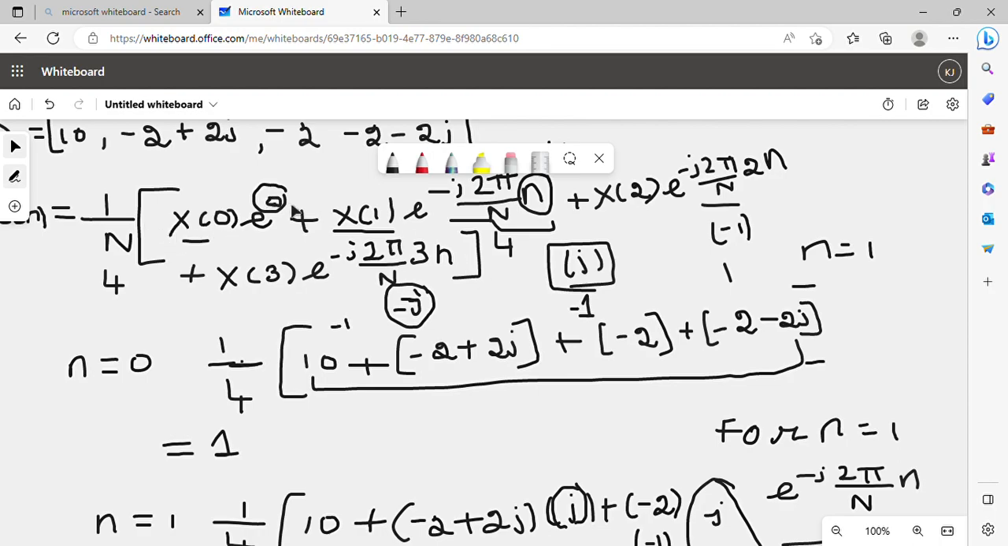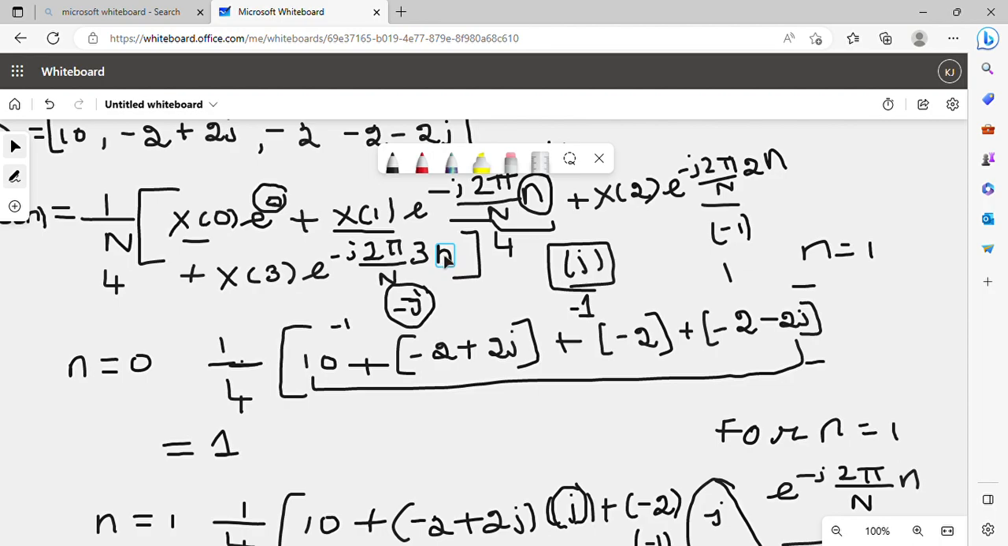Yes. And for n is equal to 1, if you substitute, you write this formula: 1/4 into x of 0 into e to the power of 0, plus x of 1 into e to the power of minus j 2 pi by 4 into 1, and here it is e to the power of minus j 2 pi by 4 into 2, and here it is e to the power of minus j 2 pi by 4 into 3.